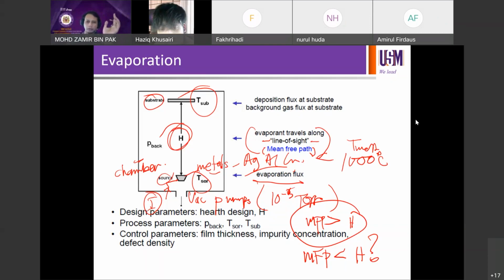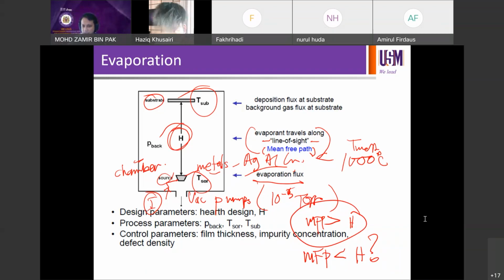Okay. So worst case, deposition cannot happen at all if the MFP is much lesser than H, for example. Tak sampai lah particle sampai halfway, for example. If your separation distance is like 30 cm, satu pembaris panjang, but then your MFP is like 15 cm, for example, or maybe 1 cm, tak sampai langsung lah. There's no deposition happening and there's nothing detected on the substrate.